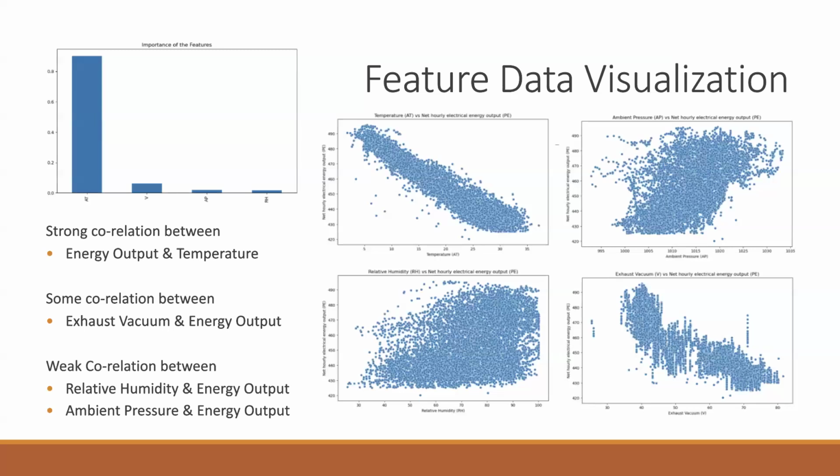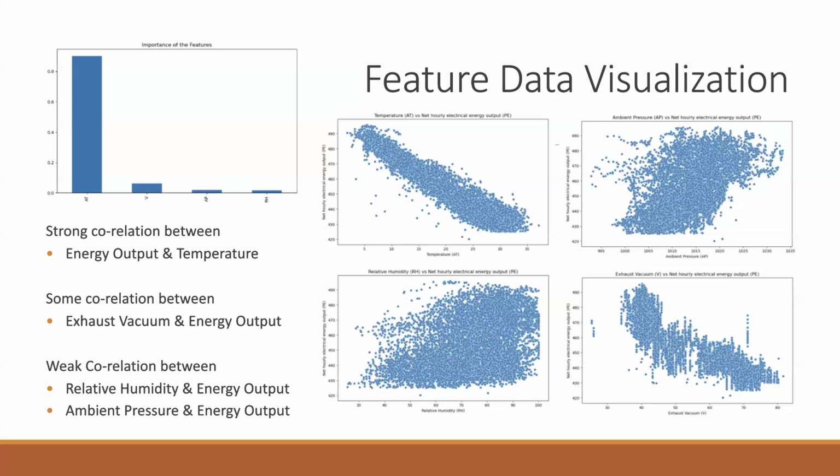So going ahead, the thought was to figure out the feature data visualization, trying to figure out which has a good correlation between the inputs and the outputs. Meaning to say that for the output energy, which of the four input parameters has a good correlation. So I did a visualization of that by plotting the input parameter, say temperature, against the energy output. And I was able to see a very strong correlation between these two.